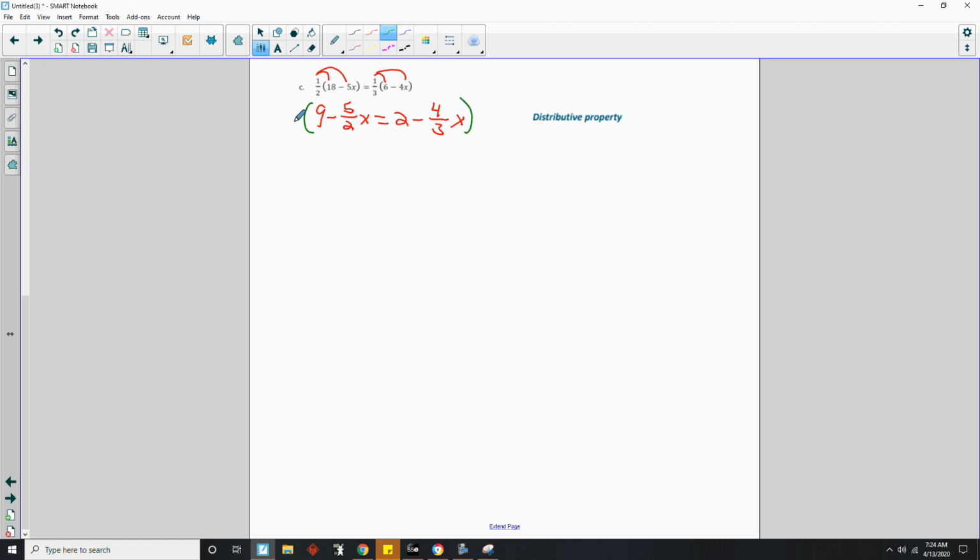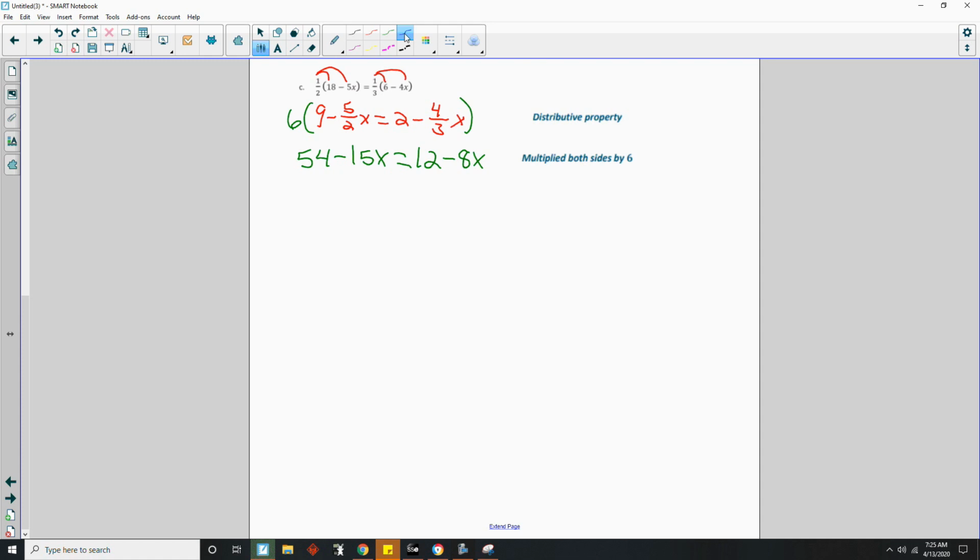So I'm going to multiply both sides by 6. 9 times 6 is 54. This 2 will make that 6 a 3. 6 divided by 2 is 3 times 5 is 15. X equals 6 times 2 is 12. And 6 divided by 3 is 2. And 2 times 4 is 8. So we're going to end up with this. So that is multiply both sides by 6.